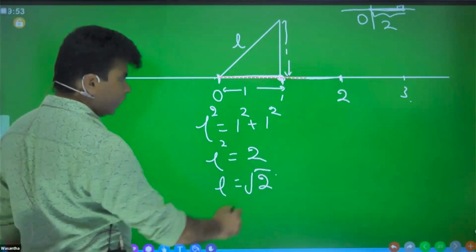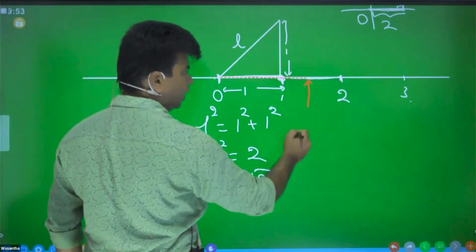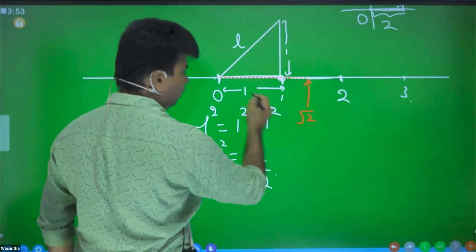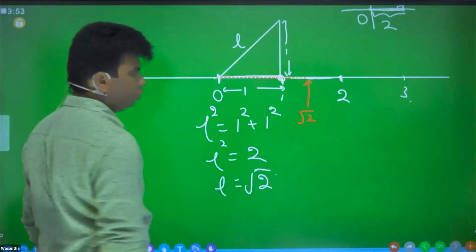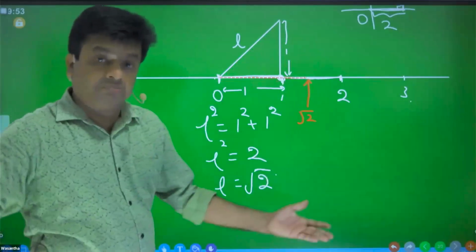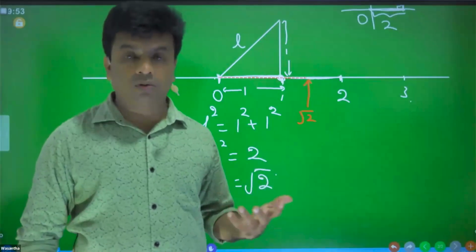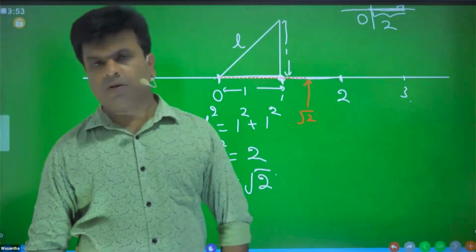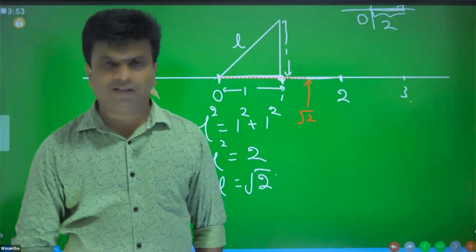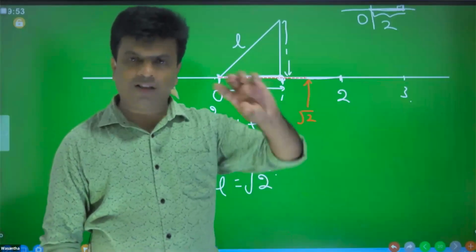So what should be that endpoint? This endpoint should be root 2 because this length is root 2. Very nice, right? That means irrational numbers also can be represented on the number line. Clear? Did you understand that motion?